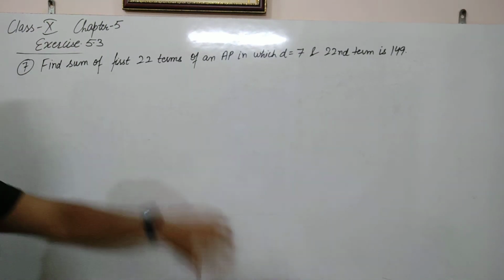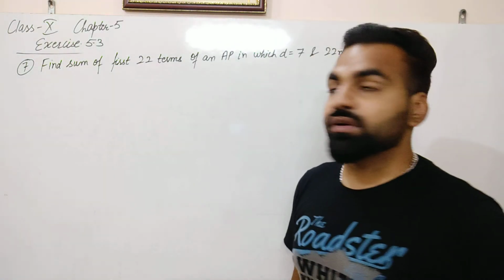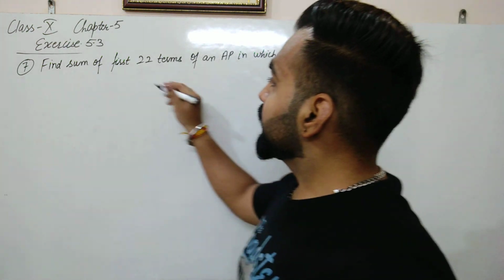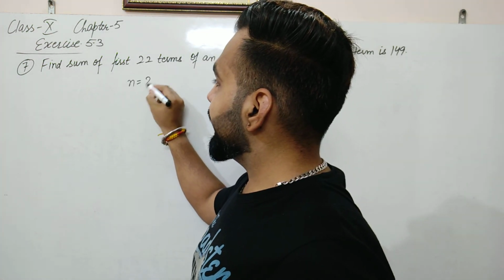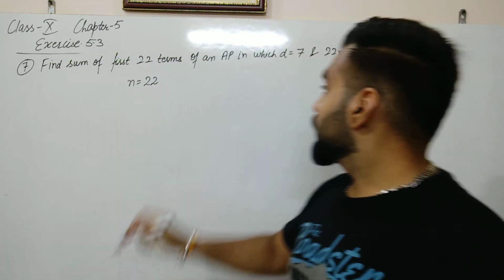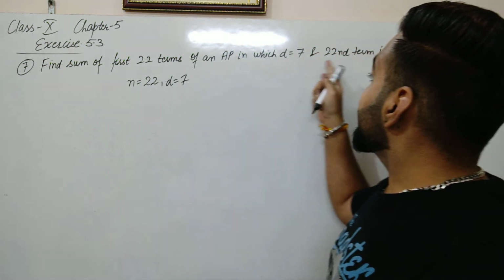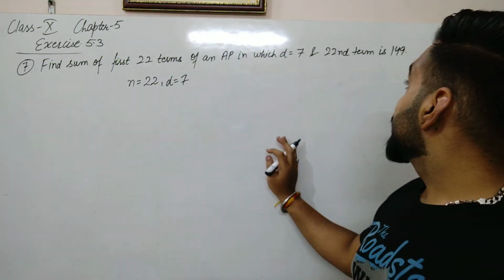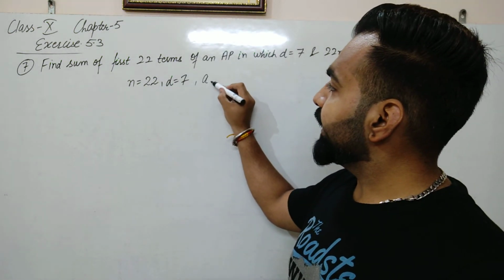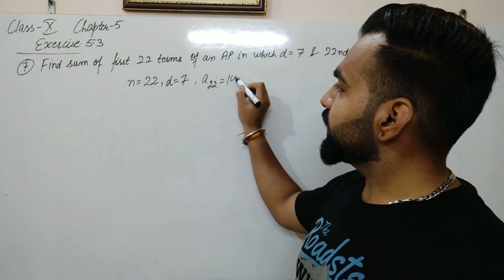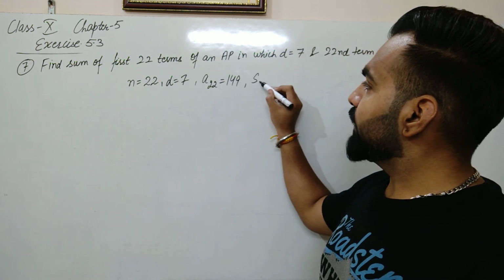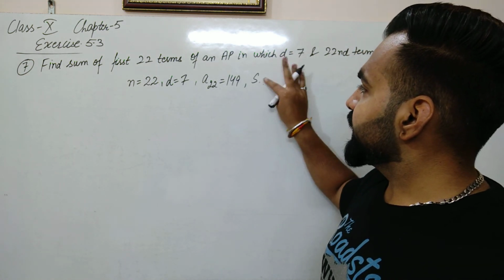See question number 7 here. Find the sum of the first 22 terms of an AP. That means n is given here as 22. D is 7 and the 22nd term is 149. That is A22 is 149. So we have to calculate S22.